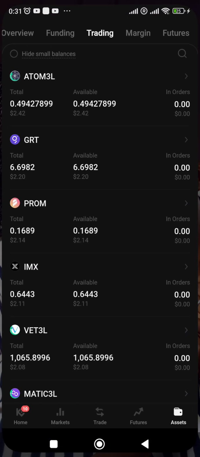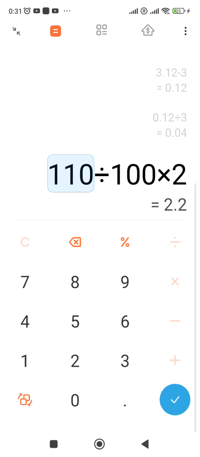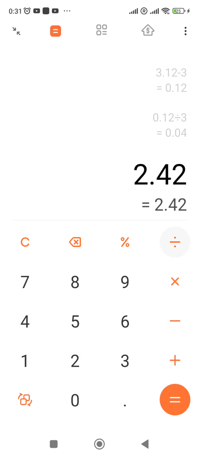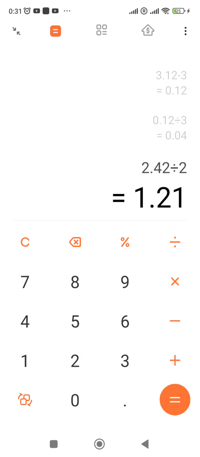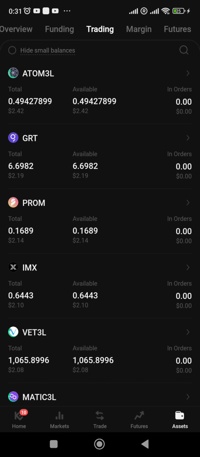That's one way. Or Atom is 2.42. Can I sell? Yes. Why? Because 2.42 divided by 2 is 1.21. That's 21% profit. And this one too is 2.2. You just change to 2.19. I'll still sell it. I don't need to be waiting again. Let it come back to 2.2. Sell the thing. Alright, so 2.42.